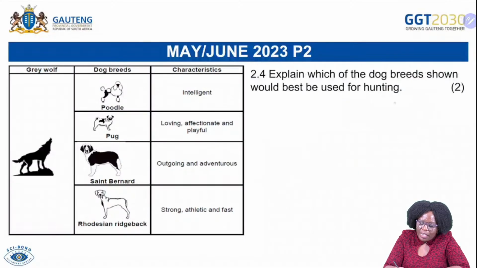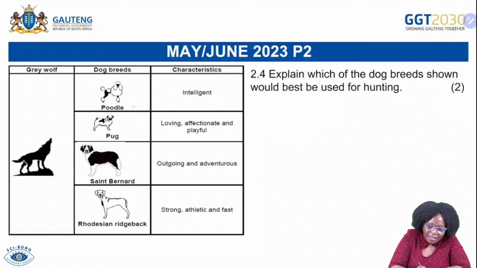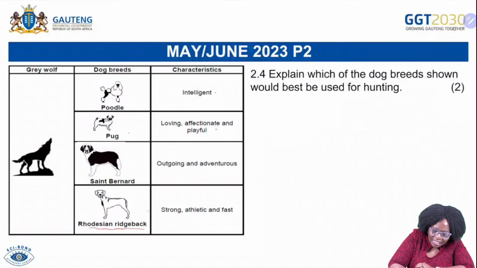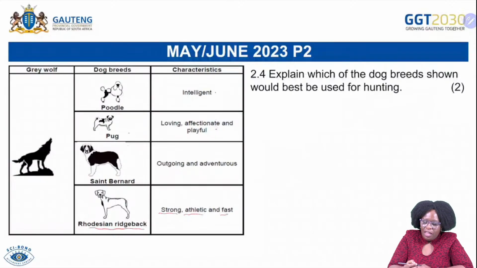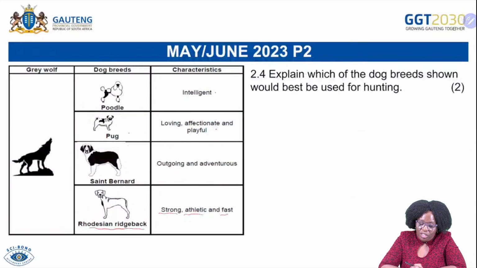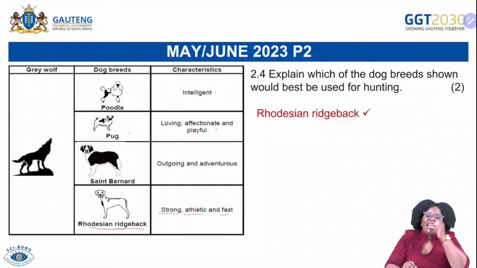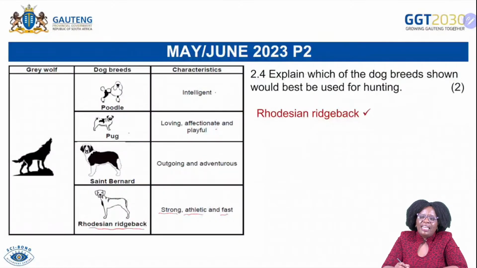Explain which of the dog breeds shown would best be used for hunting. Out of 1, 2, 3, 4. Which one? How will you get the answer? You are looking at the characteristics. Intelligent. This one cannot hunt, but smart. Pug. This one is just loving, affectionate, and playful. But now check the Rhodesian Ridgeback. This one is strong. It's athletic and fast. Therefore, as you explain, you tell us that the name of the type is a Rhodesian Ridgeback.